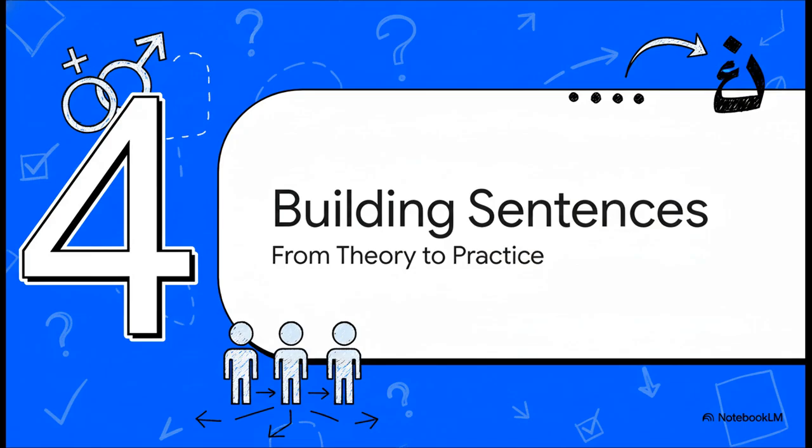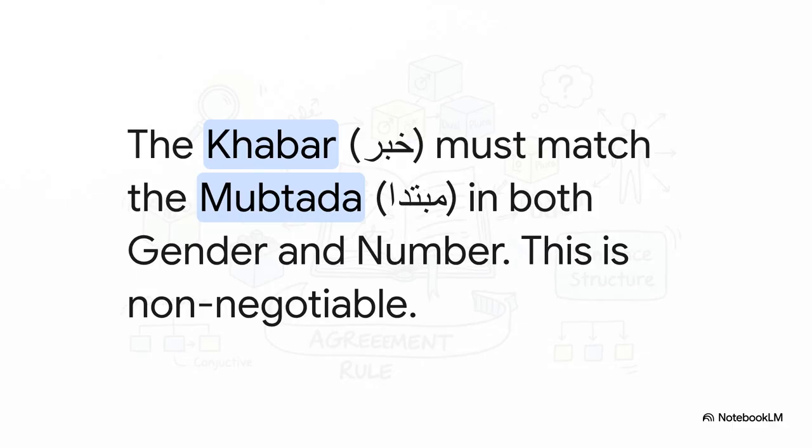All right, enough with the charts and theory. Let's actually use these things. We're going to build what's called a Jumla Ismiya. It's a nominal sentence, which basically means it's a sentence that starts with a pronoun, just like we've been learning. But wait, before we build anything, you need to know the absolute golden rule. And I mean the rule. The predicate, the khabar, that's the part that gives information about our subject. It has to match the subject pronoun, the mubtada, in 2 things, gender and number. Always. No exceptions. Got it?